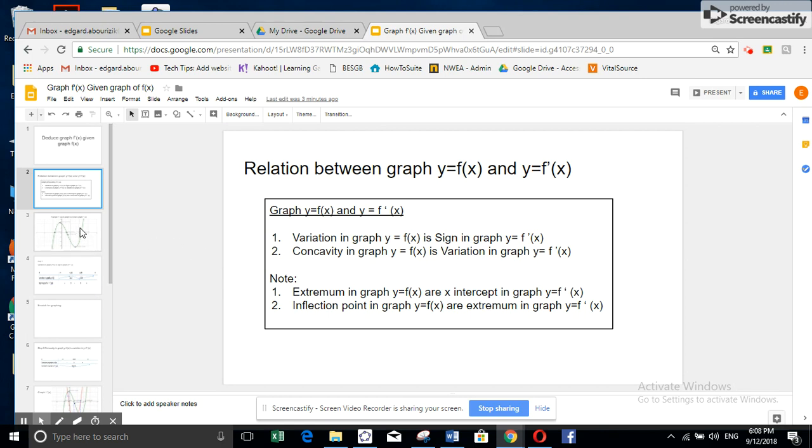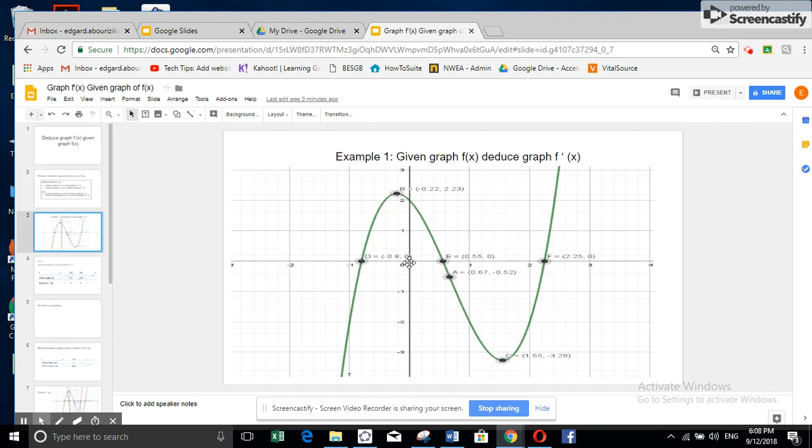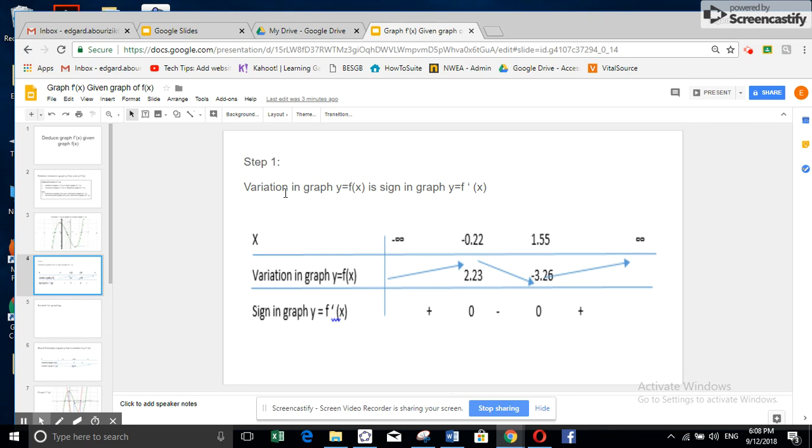So let us start. You have a graph of f of x. Here you have the roots d, e, and f. You have a maximum b and c, and you have an inflection point at the point A. Our aim is to deduce the graph of f prime of x. The first thing, step one: variation in the graph y equal f of x is sign. So let us draw first of all the variation.